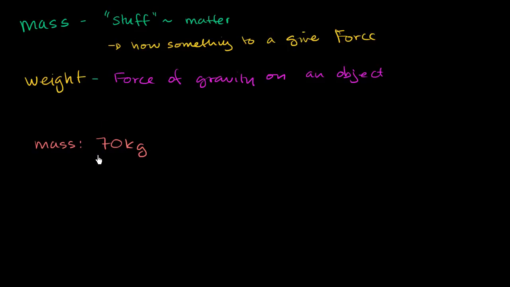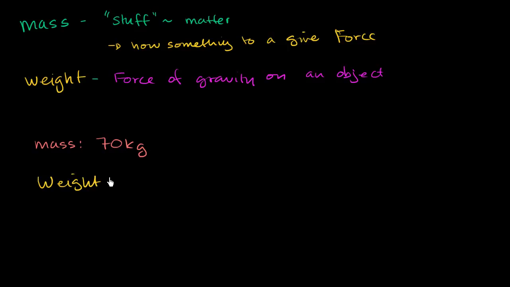But my weight is not 70 kilograms. You'll often hear people say, I weigh 70 kilograms. And that's all right in just conversational usage. But that is not technically correct, because weight is the force that Earth is pulling down, or I should say, the force of gravity on my mass.